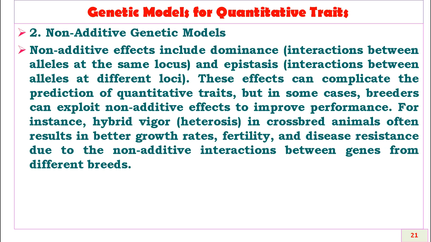Then non-additive genetic models are there. Non-additive includes dominance, meaning the interaction between dominant and recessive alleles at the same locus, and also epistasis, the interaction between alleles at different loci. These effects can complicate the prediction of quantitative traits, but in some cases breeders can exploit non-additive effects to improve performance. For instance, hybrid vigor, also known as heterosis, which we have already discussed a lot, especially in the case of crossbred animals. Other characters like fertility rate and disease resistance are also non-additive interactions between genes from different breeds.